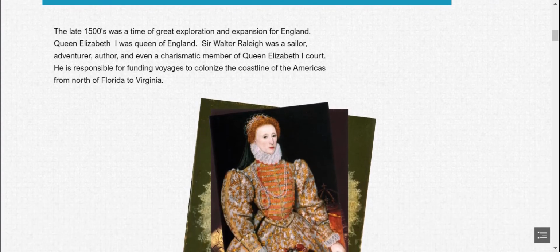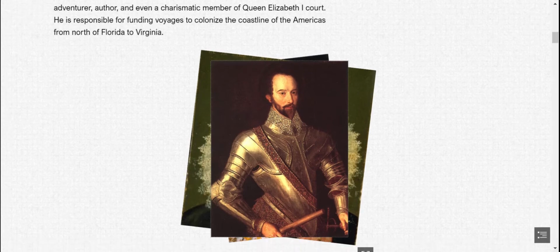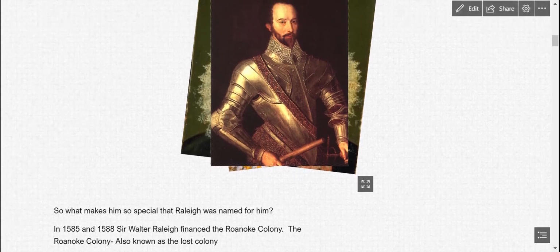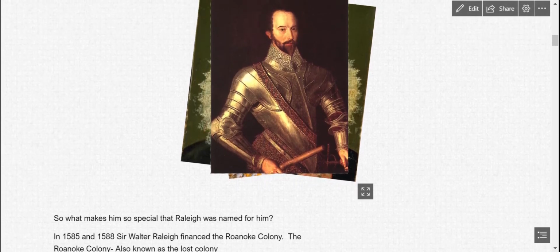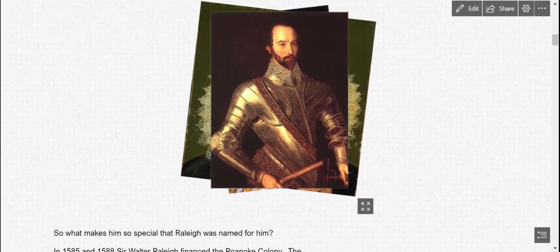Queen Elizabeth I, who you see in this picture, was Queen of England. And Sir Walter Raleigh, well, there he is there. He was a sailor, adventurer, author, and even a charismatic member of Queen Elizabeth I's court. He is responsible for funding voyages to colonize the coastline of the Americas from north of Florida to Virginia. So let's talk more about Sir Walter Raleigh. You may remember this. What makes him so special that Raleigh, our state capital, is named for him?